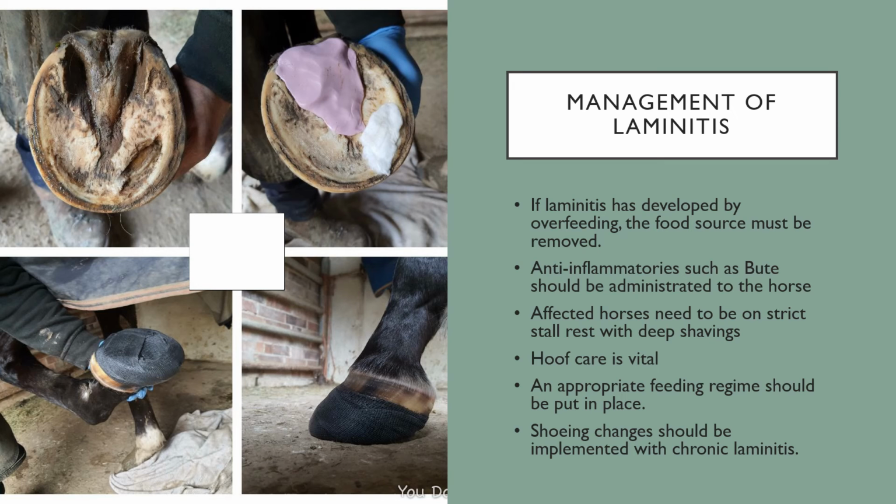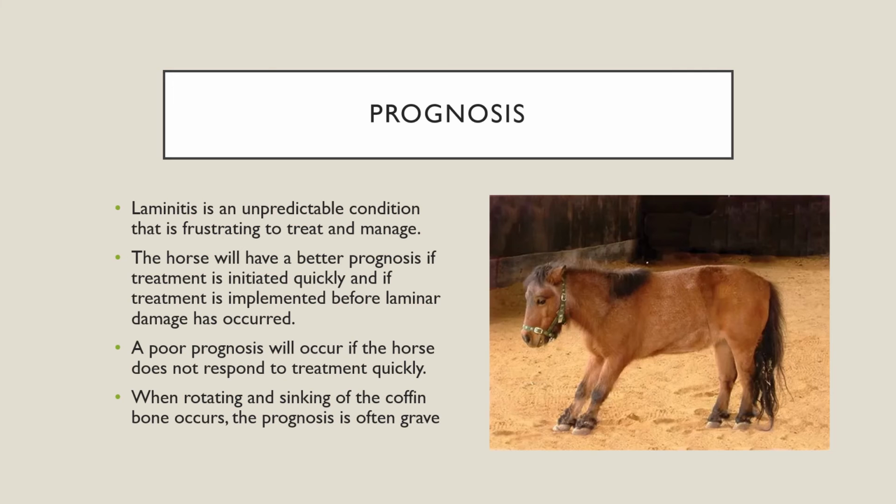The prognosis of laminitis is dependent on each horse and the severity of the disease. Laminitis is an unpredictable condition that is frustrating to treat and manage. It can be very hard for a vet to provide a definite prognosis as the progression of laminitis varies between each horse.